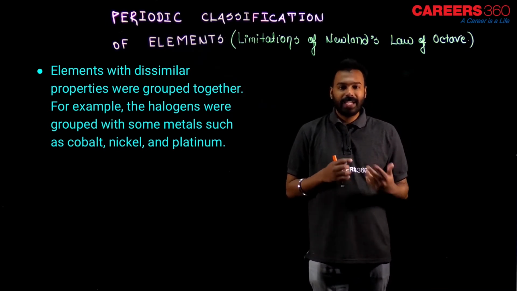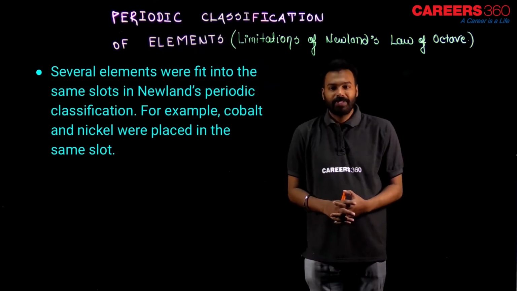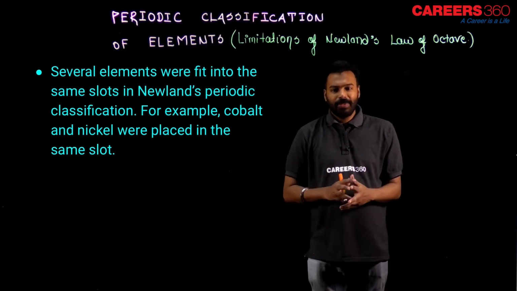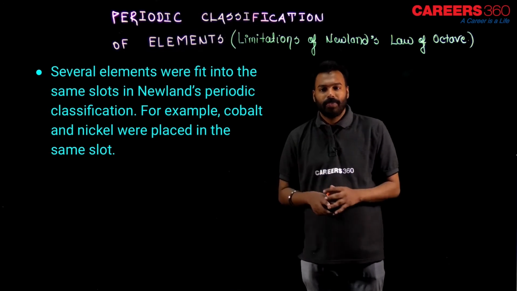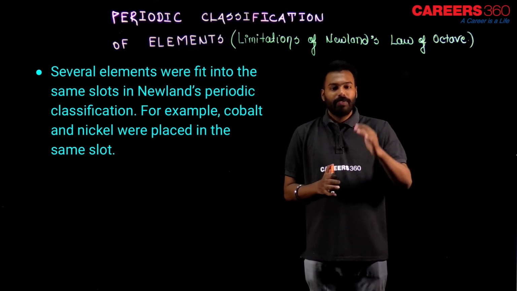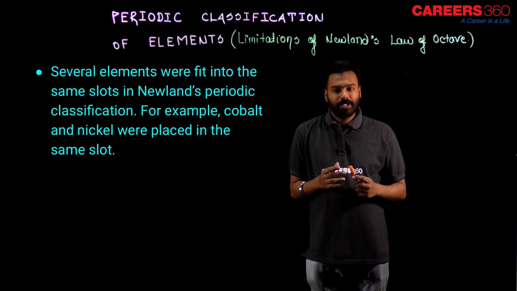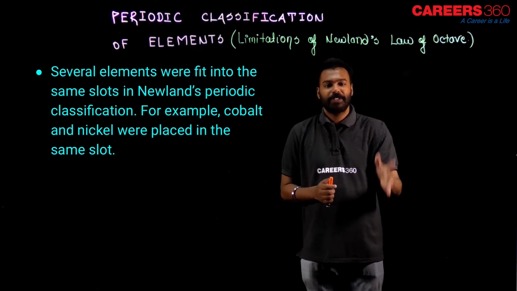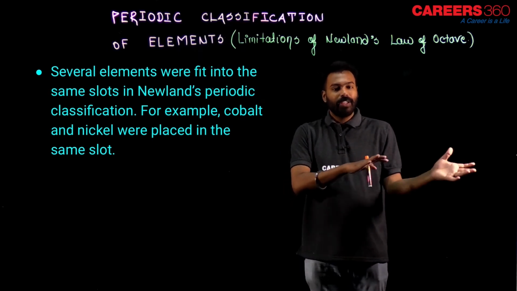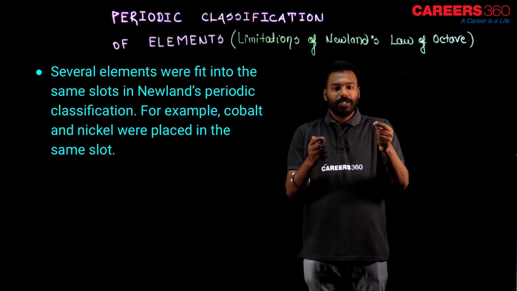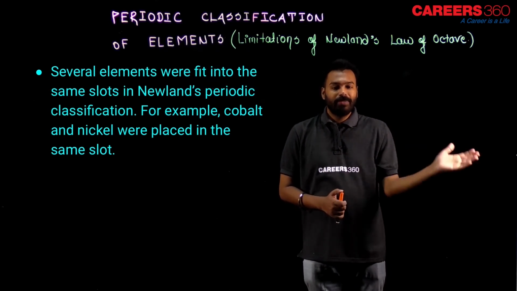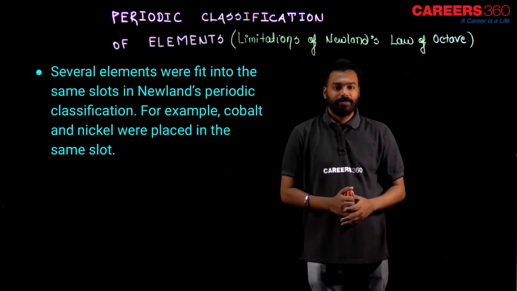Let me show you the second limitation. Many elements did not fit in Newlands' octave rule, because in this rule the first and eighth properties should match, but the problem was that not all first and eighth elements' properties matched. Several elements were out of this table, and he could apply this rule only for limited elements, and a few elements were not fitting in this table.